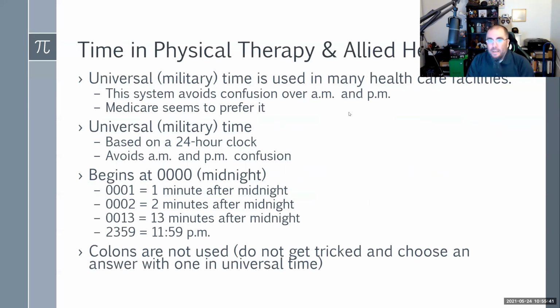Time. It's about time to talk about this. Boom. In physical therapy and allied health, which is what we're classified under, just to let you know, most of the time there are 2 or 3 different categories when you're in the hospital. There's the doctors who are up here, right? There's the nurses who are here. And then there's allied health, who is pretty much everyone else, right?